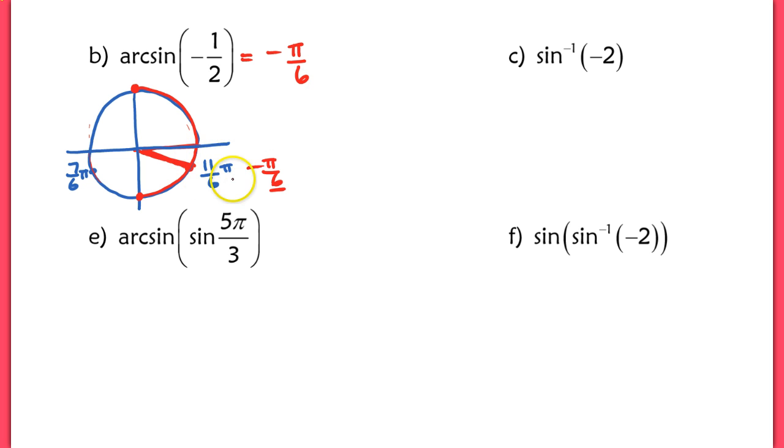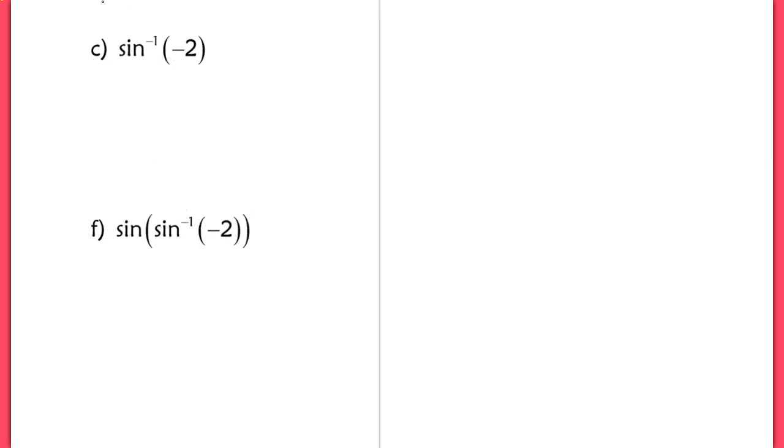So even though 11 pi over 6 gives you that value here, you have to make sure you're selecting theta values that are between negative pi over 2 and pi over 2. All right, next up we want to evaluate the inverse sine of negative 2. Now, there are two ways that you can approach this problem.